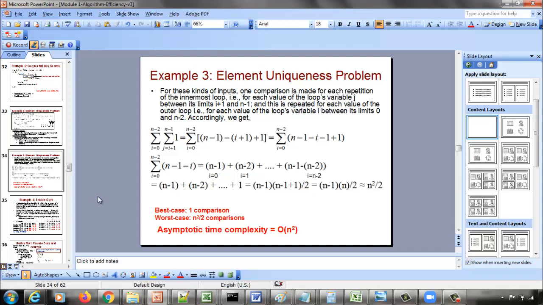So the best case is 1 comparison and the worst case is n square over 2 comparisons. What goes inside the asymptotic notation is the worst case, because here the best case is different from the worst case. So we use big O notation, and you can say n square over 2, but again we discard all the coefficients and the lower order terms and simply say n square. So that is the asymptotic time complexity of this algorithm for checking whether an array of elements is unique or not. Okay, any questions?